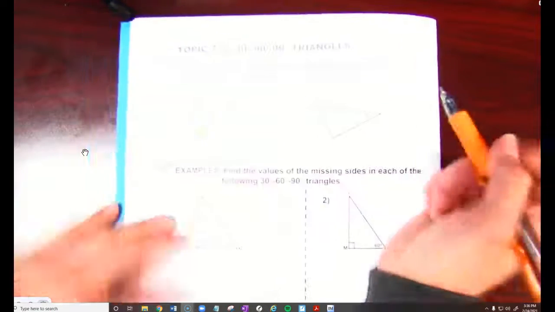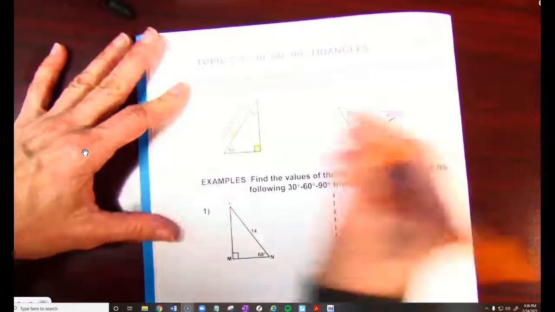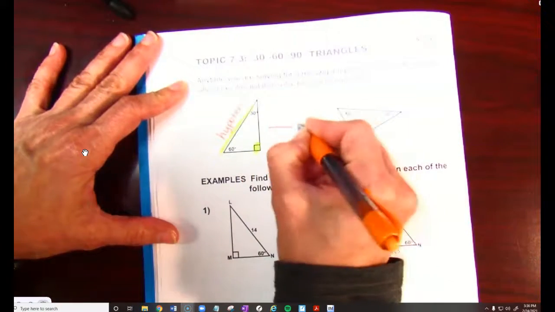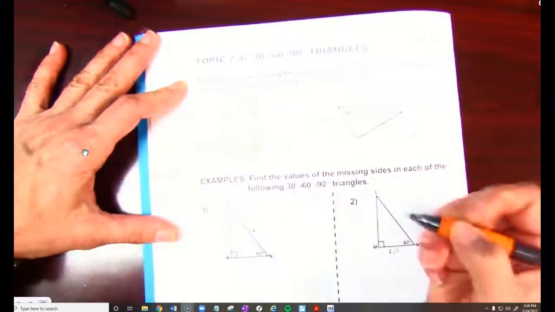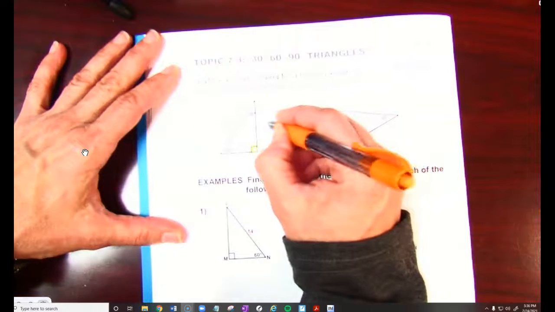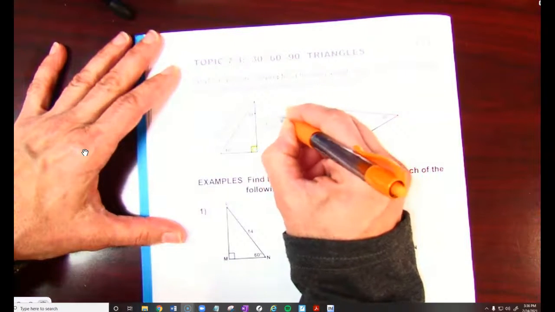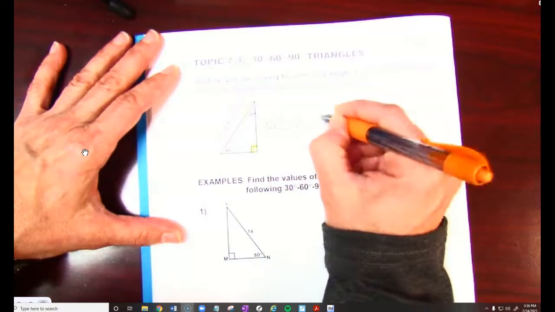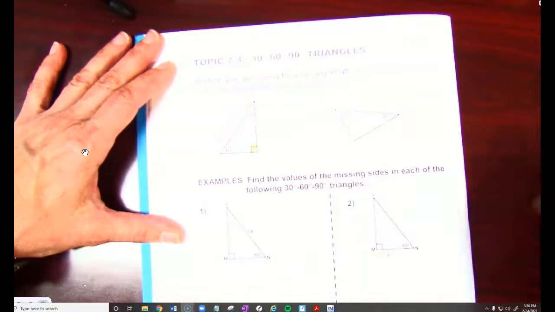Okay, so here's the deal for 30-60-90. We still have a little template here, and this template is going to be x root 3, x, and then 2x.